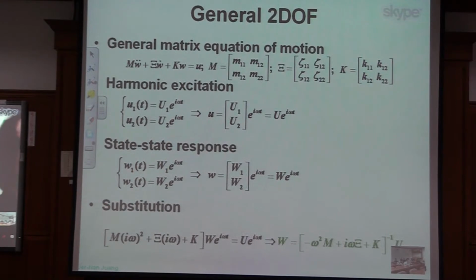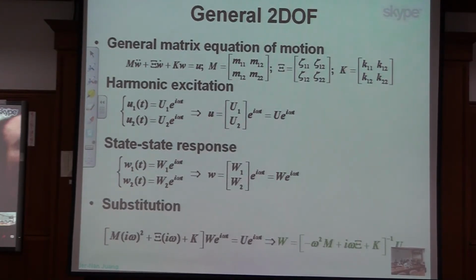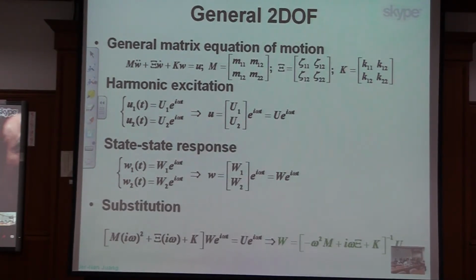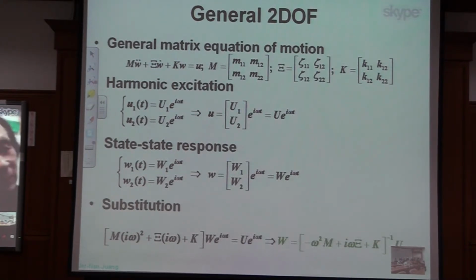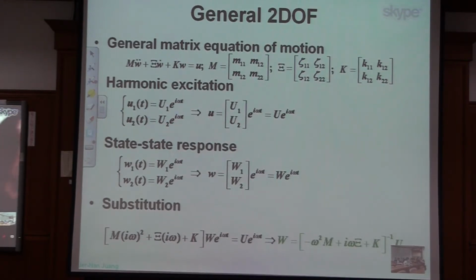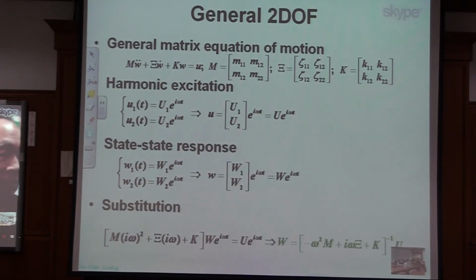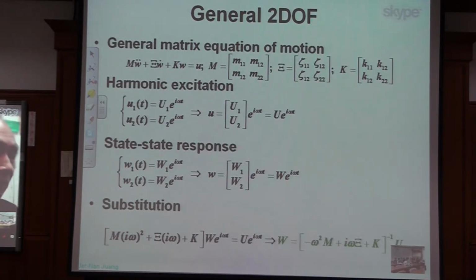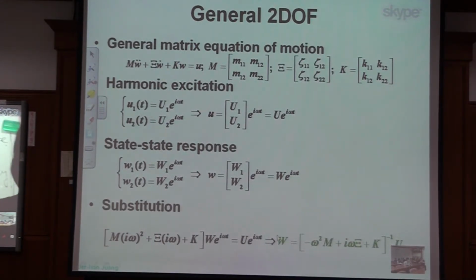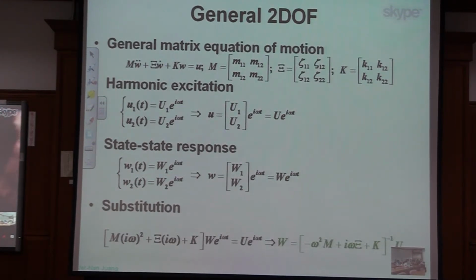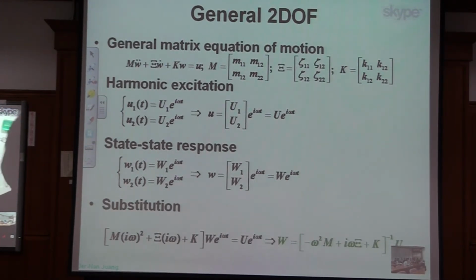But if you use e^(iωt), the derivative of e^(iωt) is iω e^(iωt), so it's much easier to differentiate an exponential function rather than a cosine. Okay, that's the reason why people always use e^(iωt) to represent a harmonic excitation. So you can see how powerful this is.